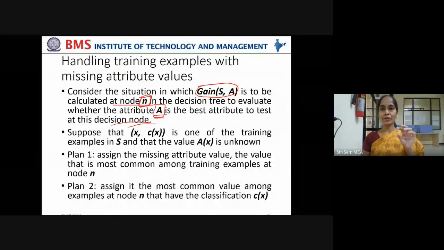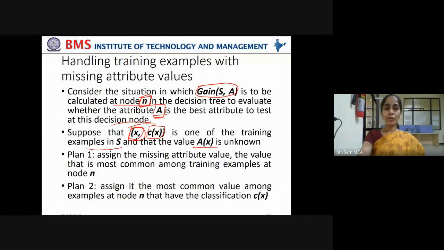Okay, now we are trying to find out whether humidity is a good split point in order to get pure classification. Now suppose that X is the set of all the attributes for a training example, and C of X, the outcome label, is one of the training examples in S, right? And that the value A of X is unknown. Now, for this training example set, one attribute value is unknown. Let us take the example.